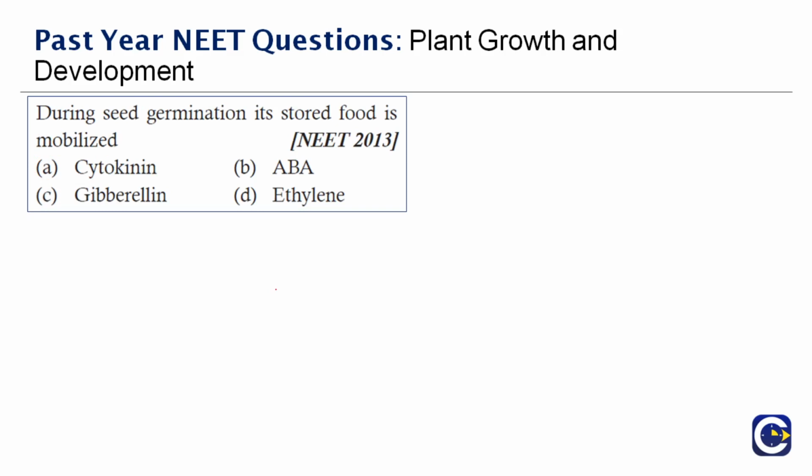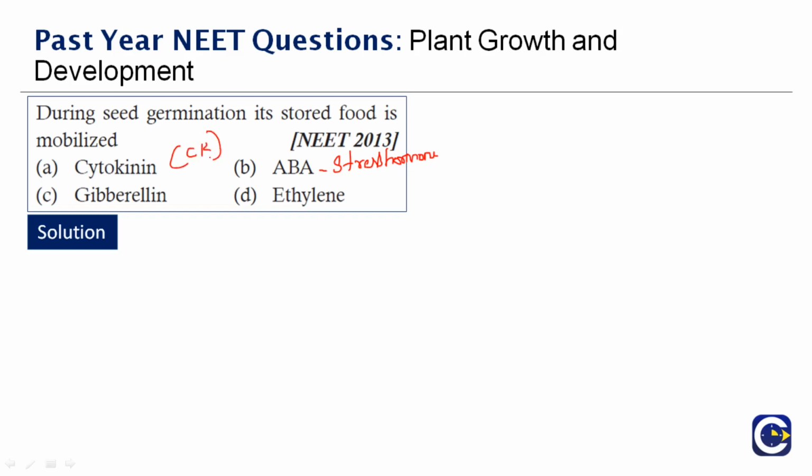During seed germination, its stored food is mobilized with the help of dash. Again, this is a very easy question for you. You're given 4 options here. We saw abscisic acid is a stress hormone, so this is not the answer. What do you mean by cytokinin? Have you ever heard the word cytokinin? There is a different meaning when it comes to plants. It is always abbreviated as CK.